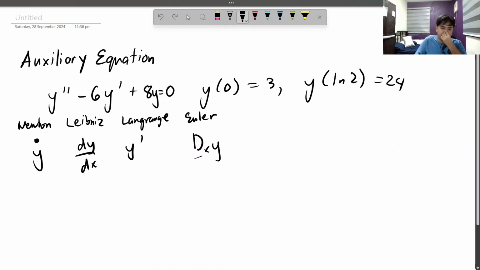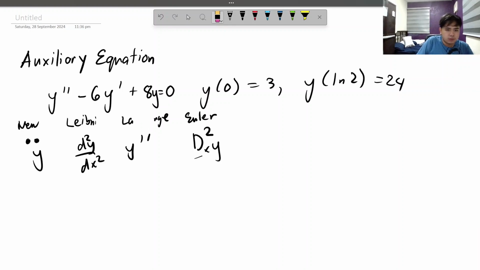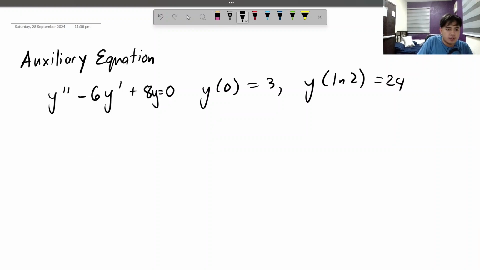And if you want to expand it to the second derivative, usually you could just add something here or you put 2 to indicate second derivative. We also put 2 in here to indicate second derivative, but it looks like that. So how are we going to use this here? Well, we're going to be using the Euler notation in order to solve this differential equation. So let's put this in Eulerian notation.